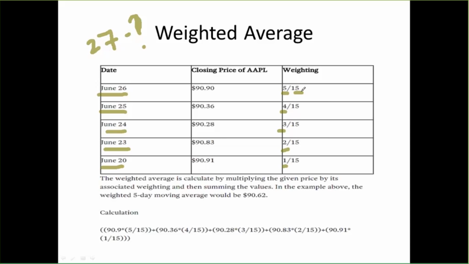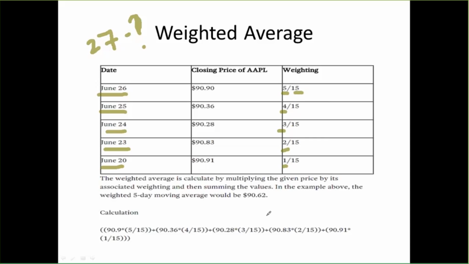The overall weight. What is the proportion of this particular value? That's what weighting is. So 5 by 15, 4 by 15, 3 by 15, 2 by 15, 1 by 15. Okay. So 15 is nothing but 5 plus 4 plus 3 plus 2 plus 1, the sum of all the weights that you give.